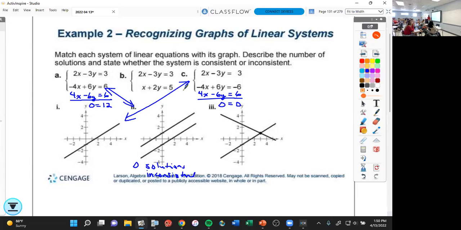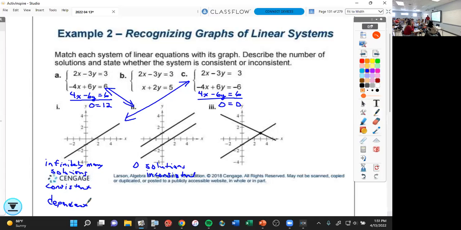We have how many solutions? Infinitely many. I bet it's the A corresponds. Which means it's consistent. So is it dependent or independent? They lie right on top of each other, so this one is dependent, because the lines lie on top of each other.